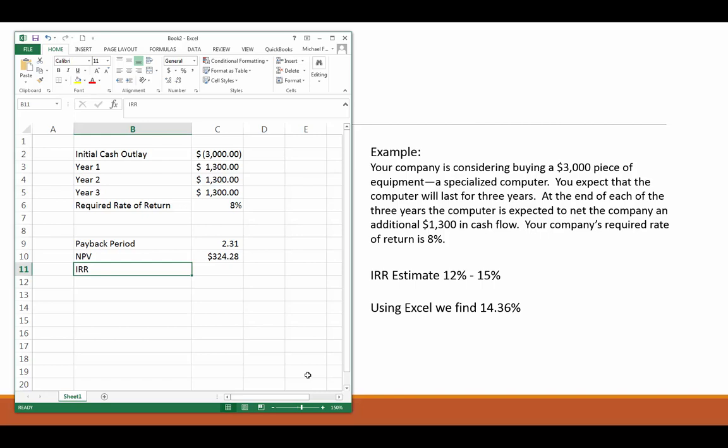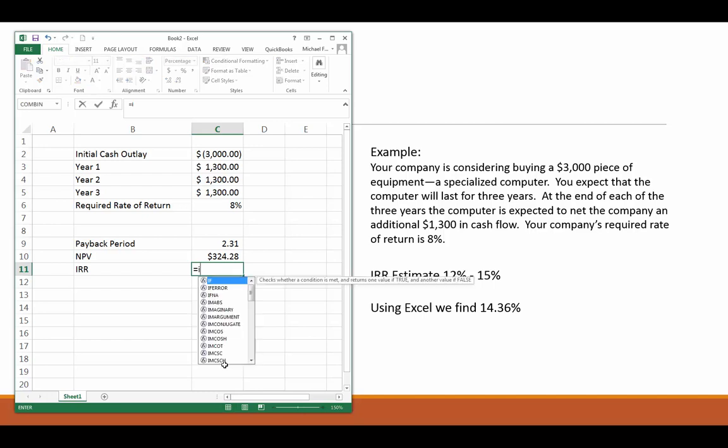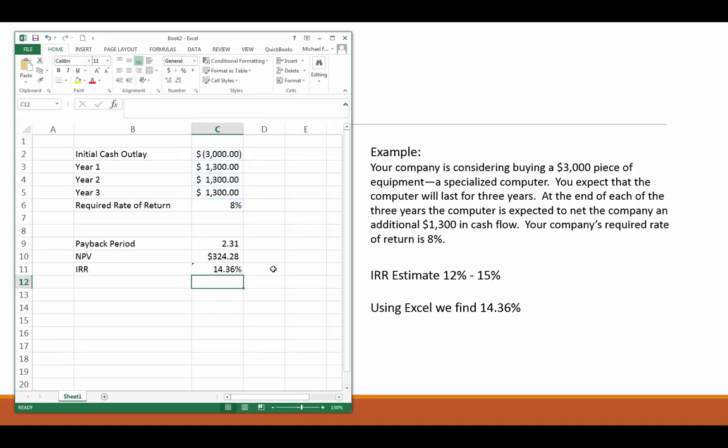And now the internal rate of return method. Again, there's a function in Excel called IRR. And for that one, all we have to do is we highlight our values. So the initial cash outlay of $3,000 plus $1,300 after 1 year, 2 years, 3 years. Close the parenthesis, and it's going to calculate what that is as an internal rate of return. So we know that we're making 14.36% on that.